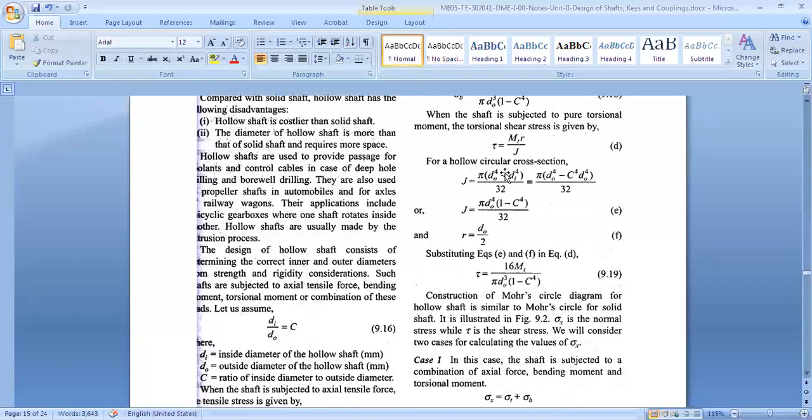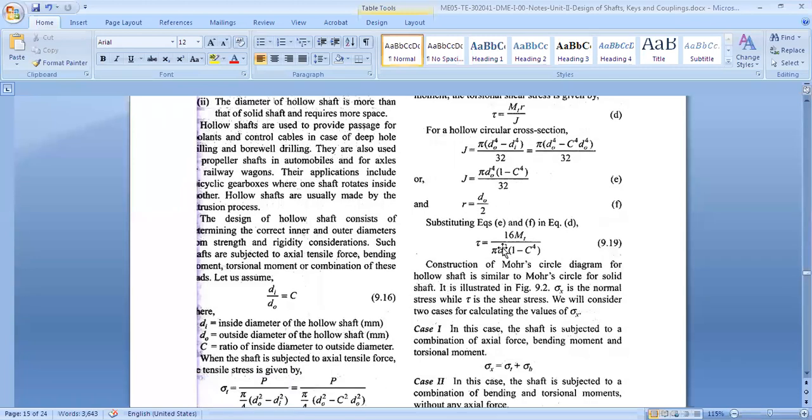Shear stress tau is equal to Mt upon J into r, right? So r is again do by 2. Maximum stress will be where the outside diameter is, so it is do by 2. J is pi by 32 do raised to 4 into 1 minus c raised to 4, like here pi by 32 do raised to 4 minus di raised to 4. You put that in this equation, di is equal to c do. So we'll get J is equal to pi by 32 do raised to 4 into 1 minus c raised to 4, right? We put that in the equation, we'll get 16 Mt upon pi do cube into 1 minus c raised to 4. So the equation is same. We got a factor of 1 minus c raised to 4, right?